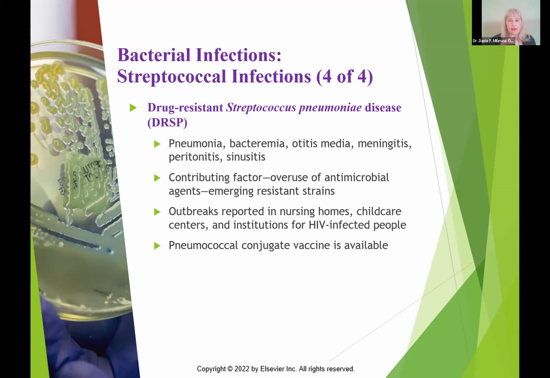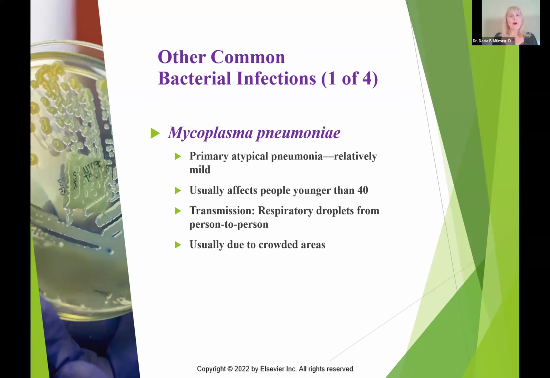Pneumococcal conjugate vaccine is available to prevent DRSP, since this is a serious infection and it spreads like wildfire in nursing homes, for example. The next one is Mycoplasma pneumoniae. This one is primary atypical pneumonia. It's relatively mild. It usually affects people younger than 40, so you're not going to see it in people 50 and up. Transmission is through respiratory droplets, person to person, and it spreads in crowded areas.